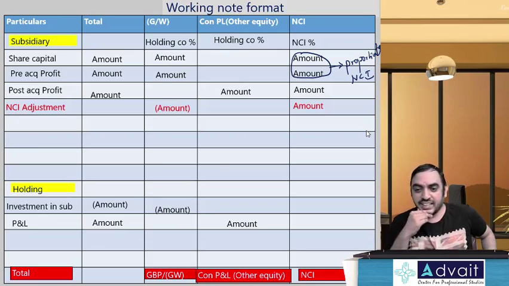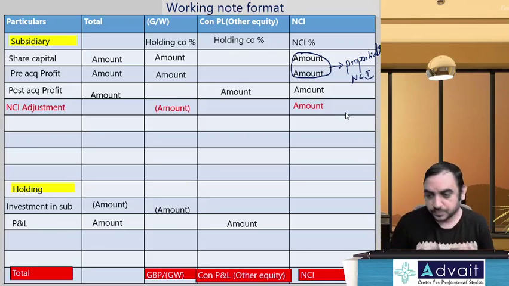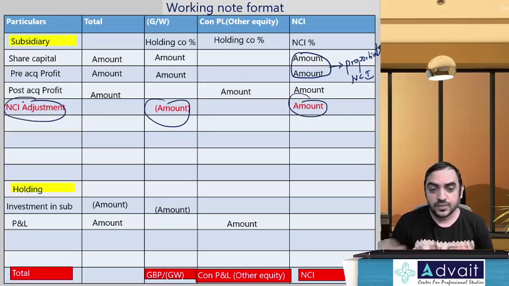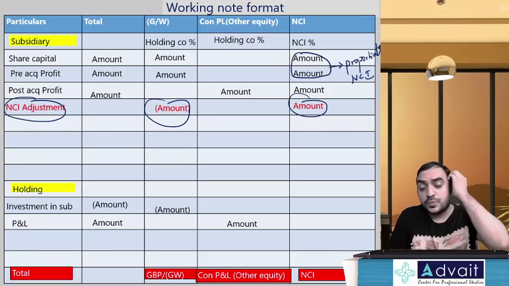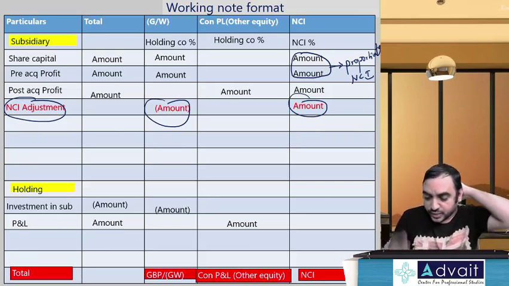Is it done? Any other doubts? We'll write a note on this one, NCI adjustment only. Please write the note on NCI adjustment. NCI adjustment is the difference between, or let's write the formula somewhere.